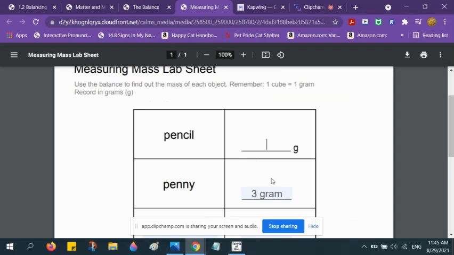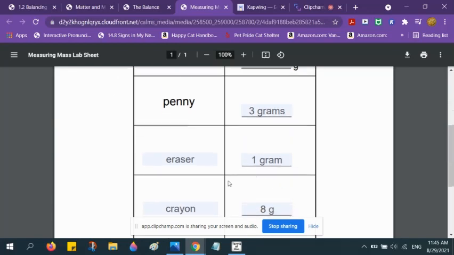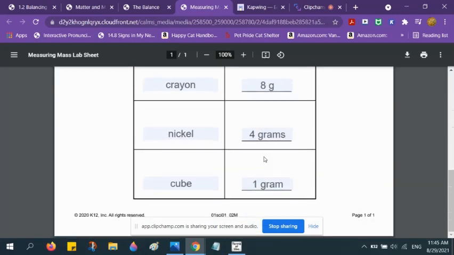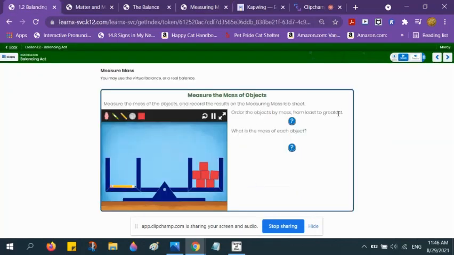Oops, I keep clicking on the wrong one. Okay, 6 grams. So the pencil is 6 grams. The penny was 3 grams. Okay. The eraser is 1 gram. Crayon 8 grams. Nickel 4 grams. Sorry, cube 1 gram. So we have to order all of these objects by mass from least to greatest.